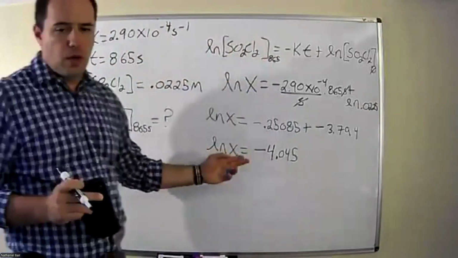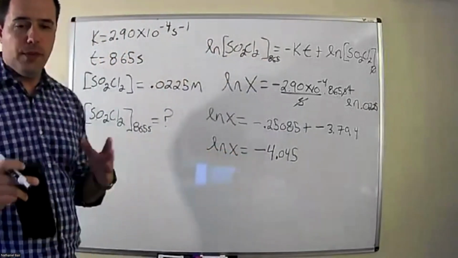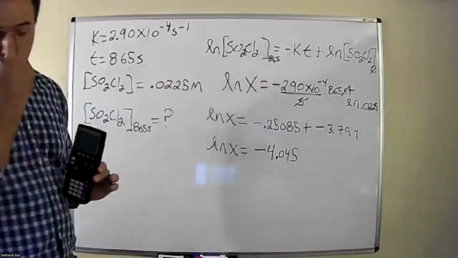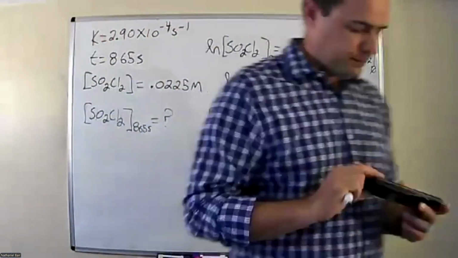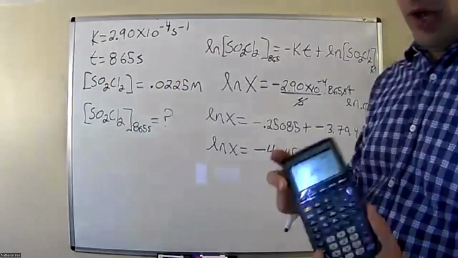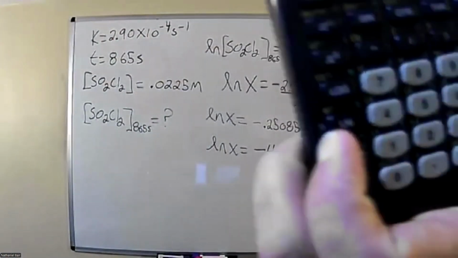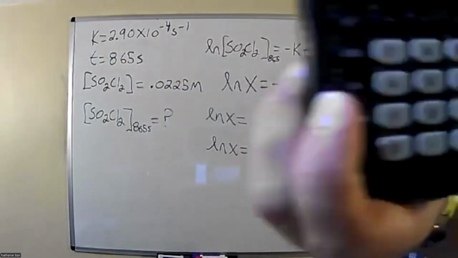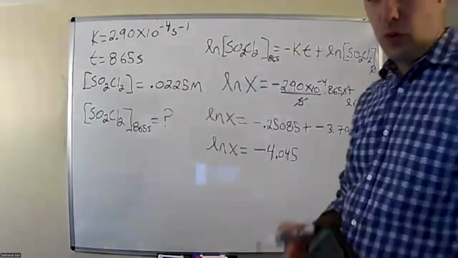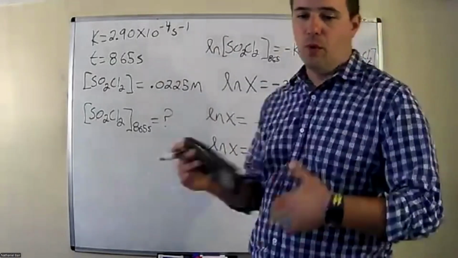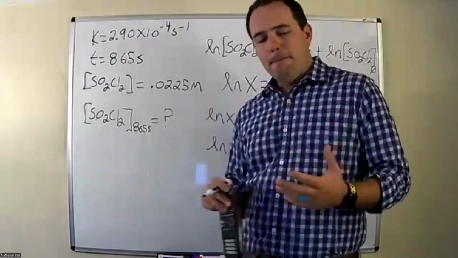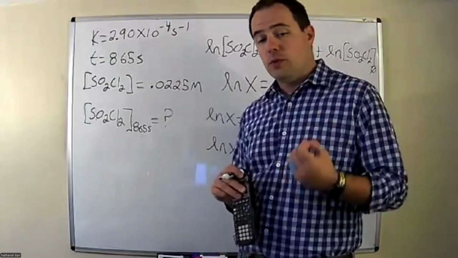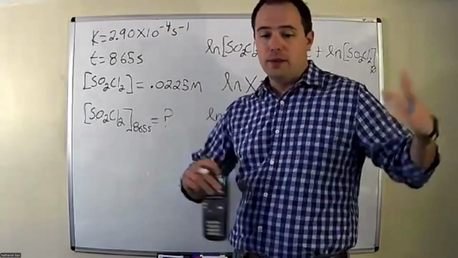But I don't want the natural log of the concentration at time t. I want the actual concentration. So how do we undo natural log? If you look on your calculator, if you find that natural log button, it's usually second that button. On a TI-83 or 84, it's that e to the x button. Natural log is based on an irrational number like pi. Pi is 3.141. This irrational number is e, which is 2.71 something something something.